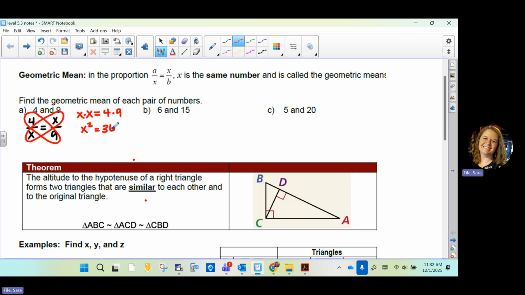So some of y'all are going to go straight to that line. You're not going to write this one, X times X equals 4 times 9. You're going to do that in your head when you're cross multiplying. You're going to say, okay, X times X is X squared. 4 times 9 is 36. And you'll just write this line, and that's fine.